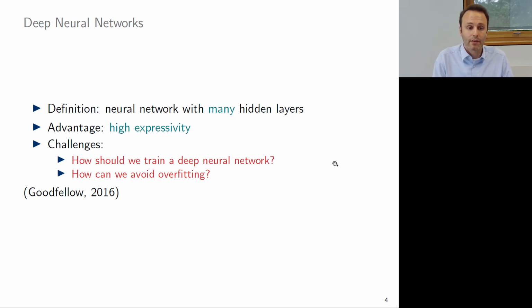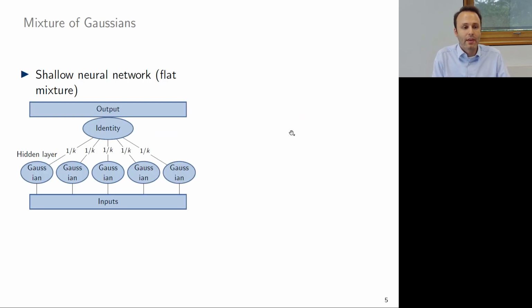In practice, it's going to turn out that many hidden layers, so going deep, might be beneficial because of the high expressivity of these deep neural networks. However, there are also some drawbacks. So one question is how to make the training of these deep neural networks effective and how to avoid overfitting.